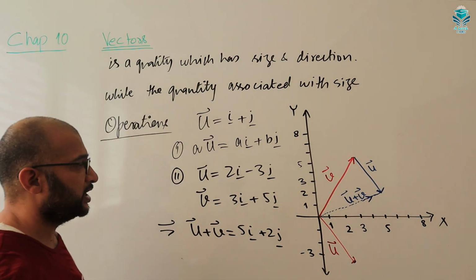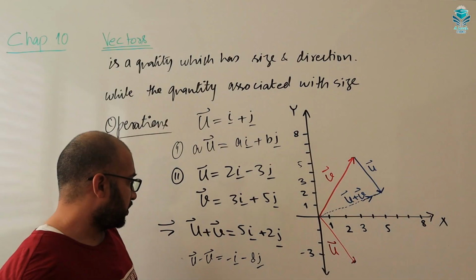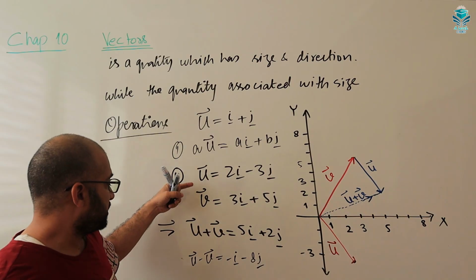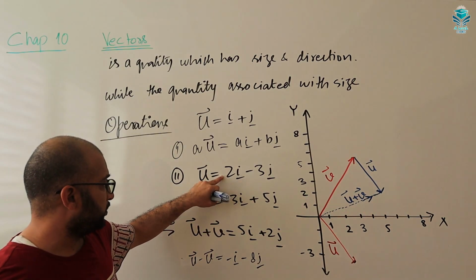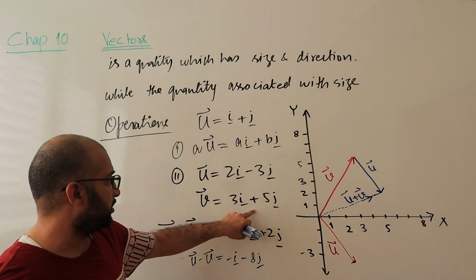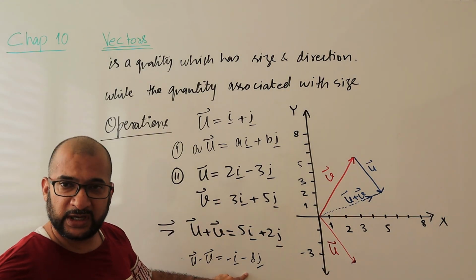Similarly, we can define the subtraction. For the subtraction, subtract component-wise, u minus v: -3 plus 2 will be -1, and -5 minus 3 will be -8j.